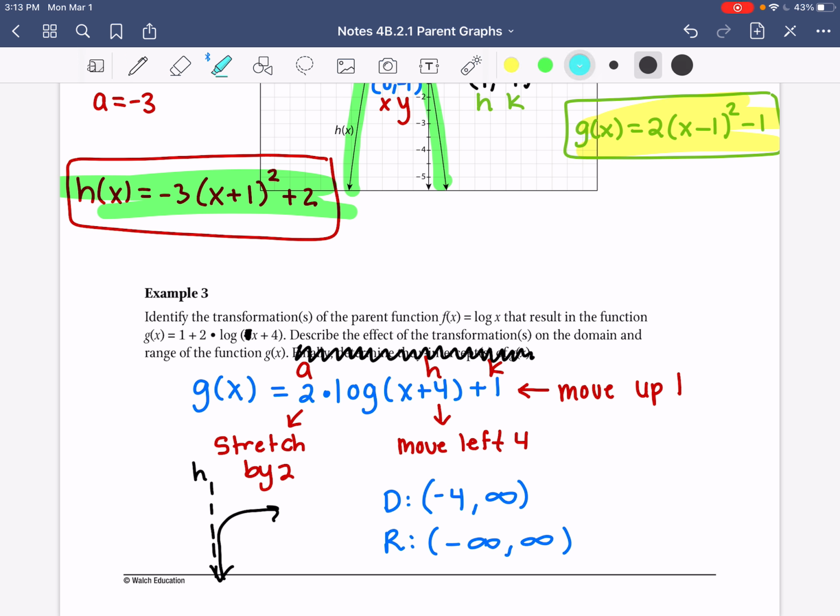So when we describe what happens, we have a stretch by 2, move left 4, move up 1. Those are the transformations. And the domain, since you move left 4, that just takes your domain and moves it left 4 to negative 4, but the range is still just all real numbers.